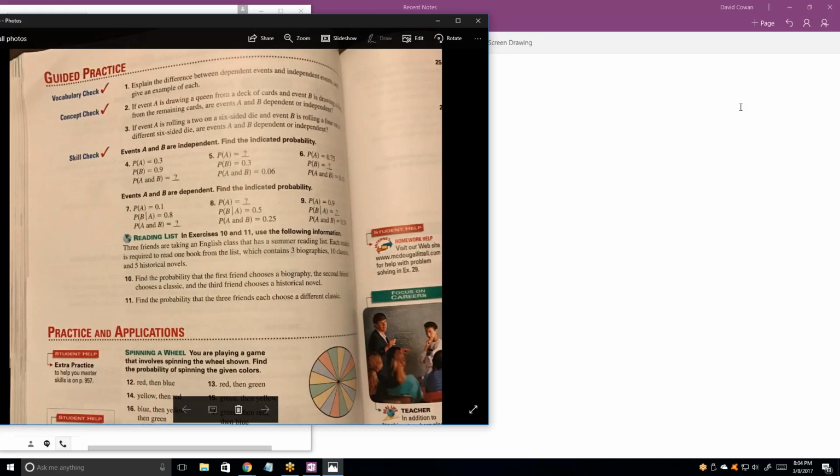Give me an example of independent events. Independent events would be like taking a card out from a deck and then putting it back and then grabbing another one. Good. Or flipping a coin twice. They're independent of one another. The odds on the second flip are going to be exactly the same as the odds on the first flip. Exactly.